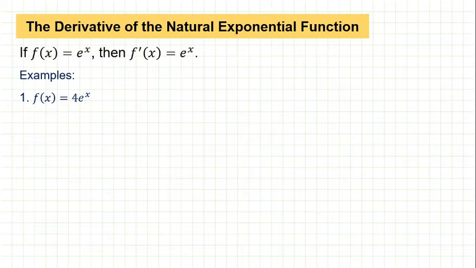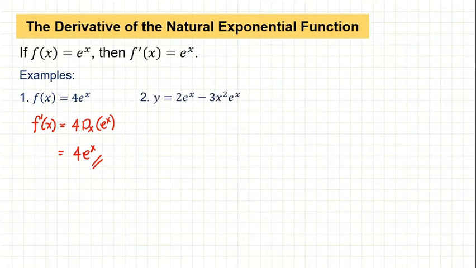In this case, we have a constant multiple. So the numerical coefficient is 4 and our function is e to the x. So applying the constant multiple rule, f prime of x is now equal to 4 times the derivative of e raised to x. And the derivative of e raised to x is just itself. So the answer will be the same, 4e raised to x. So ganun lang siya. Okay?